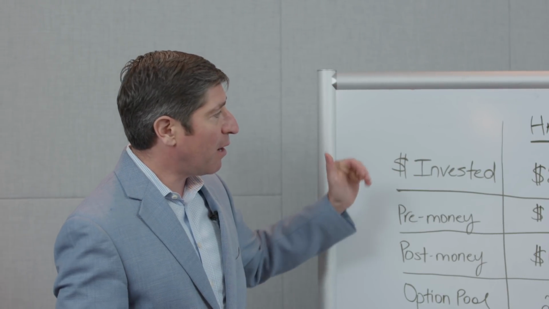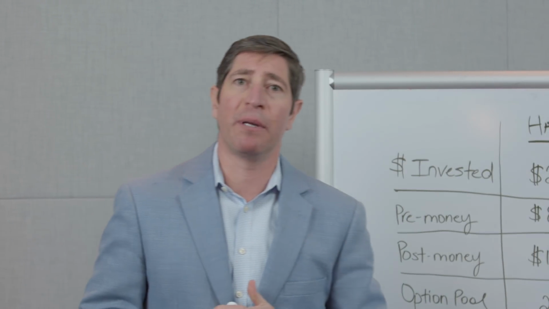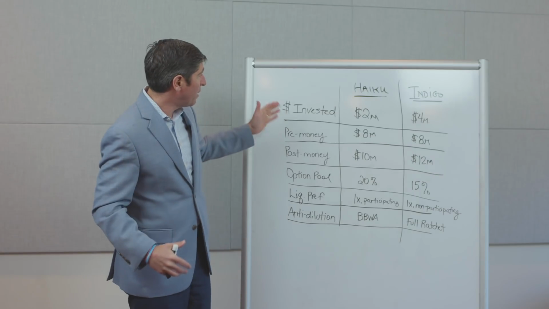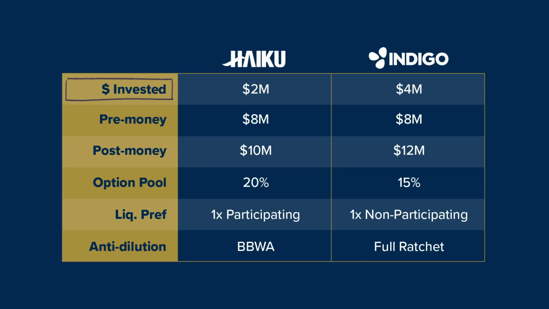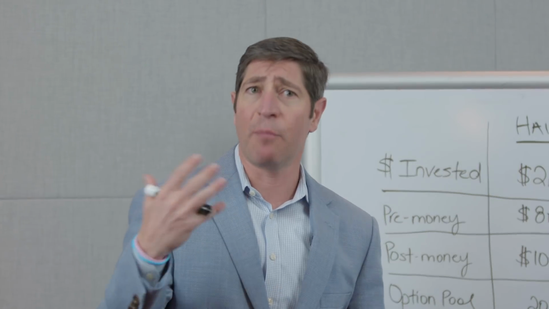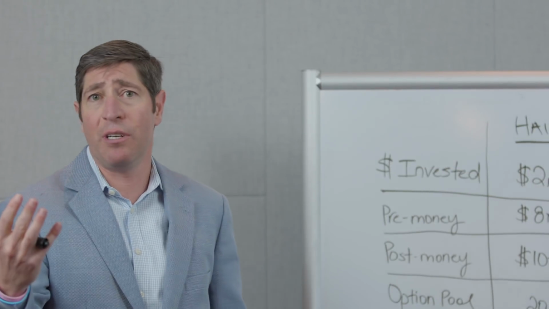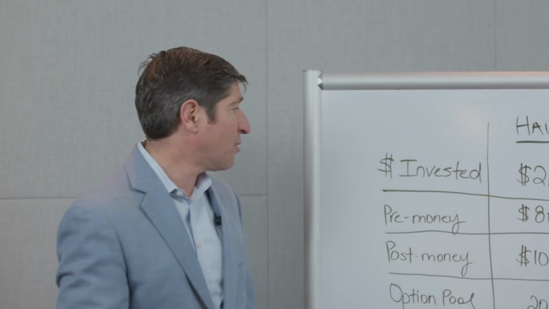So let's talk about the different elements that are relevant from an economic perspective. Number one is how much money the firms are proposing to invest. As you can see here, the Haiku firm is talking about $2 million, and the Indigo firm is $4 million. We're going to come back to that in a second and talk about why you might or might not be interested in taking more money from one of these investors.